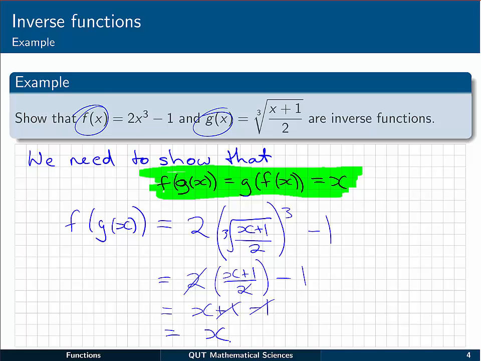Okay, you've seen me do one now. If you haven't already, try to figure out what g of f of x is. Take a couple of seconds for that for yourself.